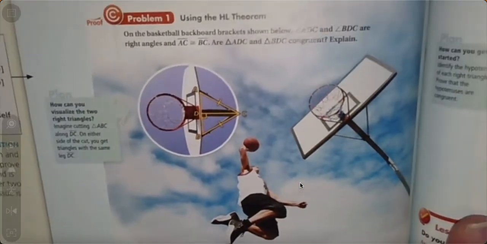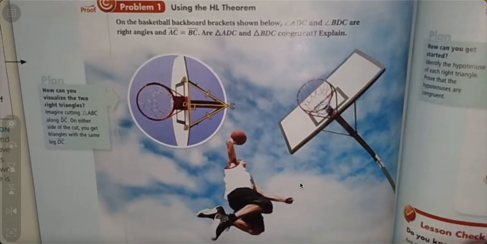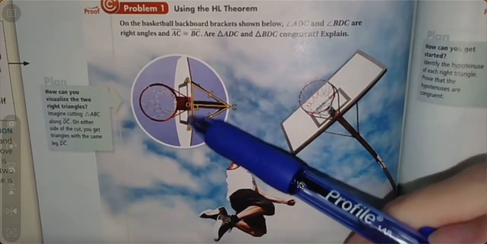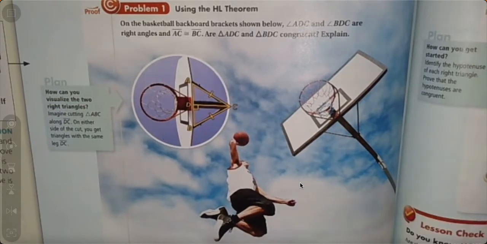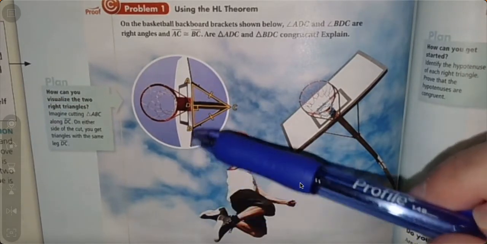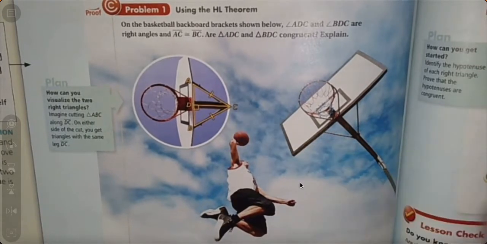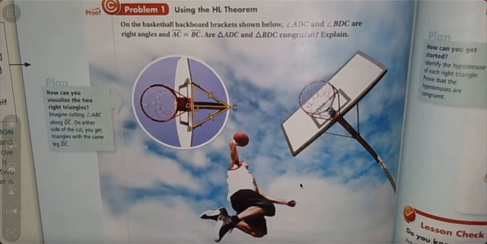Here is our basketball problem. It says on this basketball backboard, the brackets are shown right here. Does everybody see this little yellow triangle? It says they're right angles. Do you see that little right angle mark right there? That other one would also be a right angle, right? So are the triangles ADC and BDC congruent?